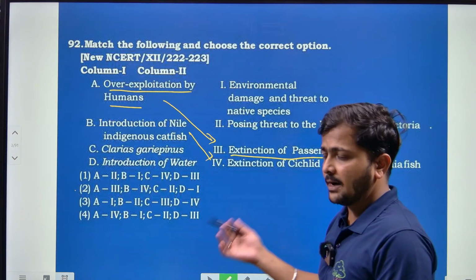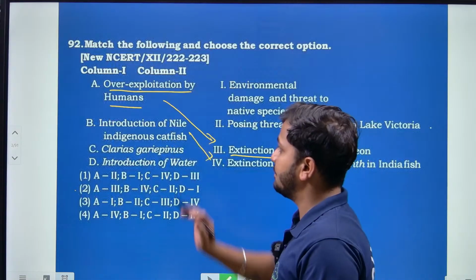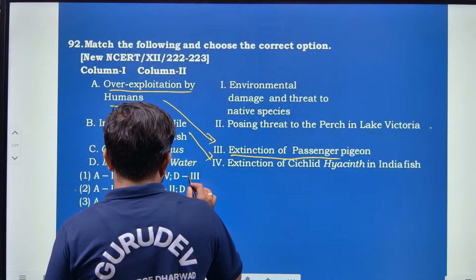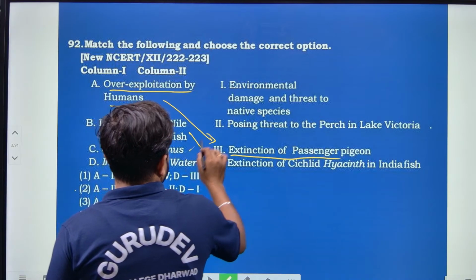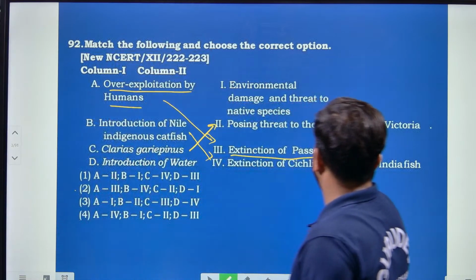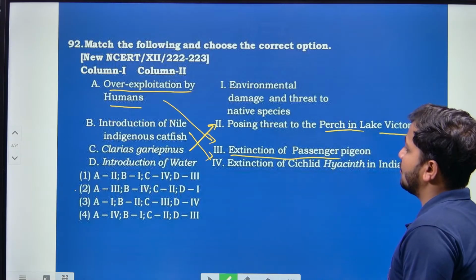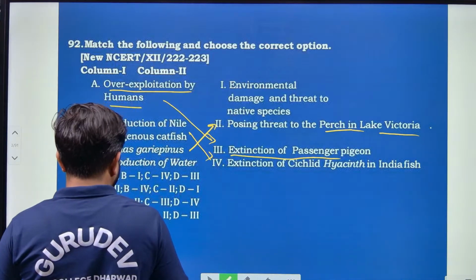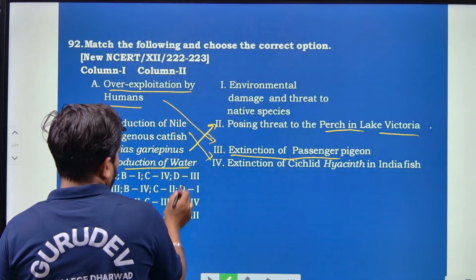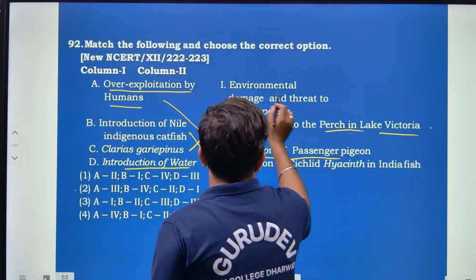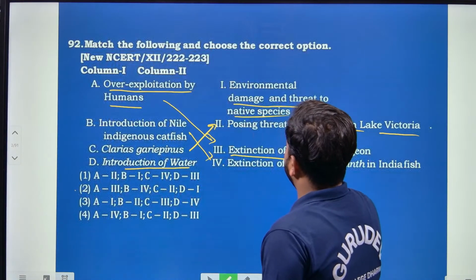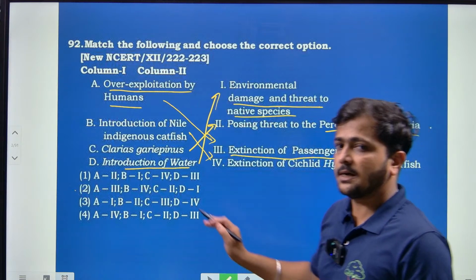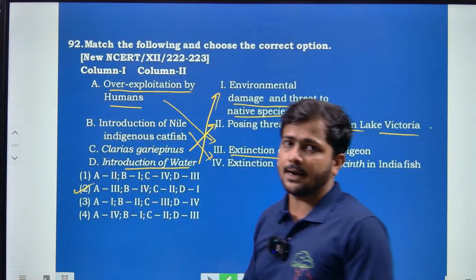So there you can find out which is related with Nile perch. Then Clarias gariepinus is related with posing a threat to the perch in the lake Victoria. Then with respect to that, the introduction of water hyacinth is mainly the environmental damage and a threat to native species. So according to this, option 2 is correct.